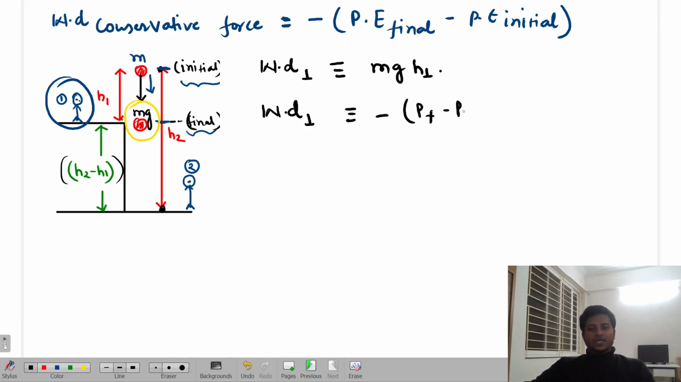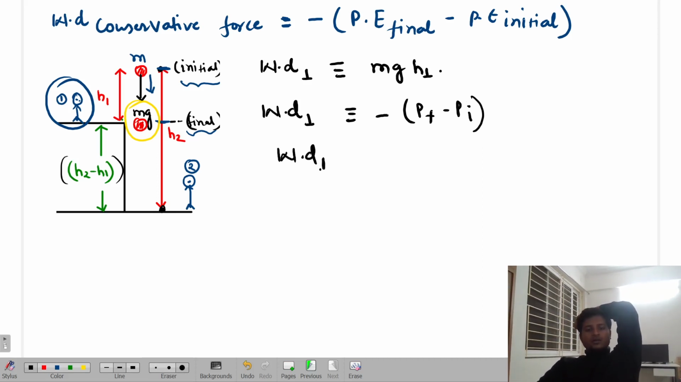Look carefully: the work done by one is again P final minus P initial. Now when the observer is over here, the body actually sees that line. This is my observer and the body comes over here. I'm measuring from this line, so the height is 0. So P final becomes how much? 0.